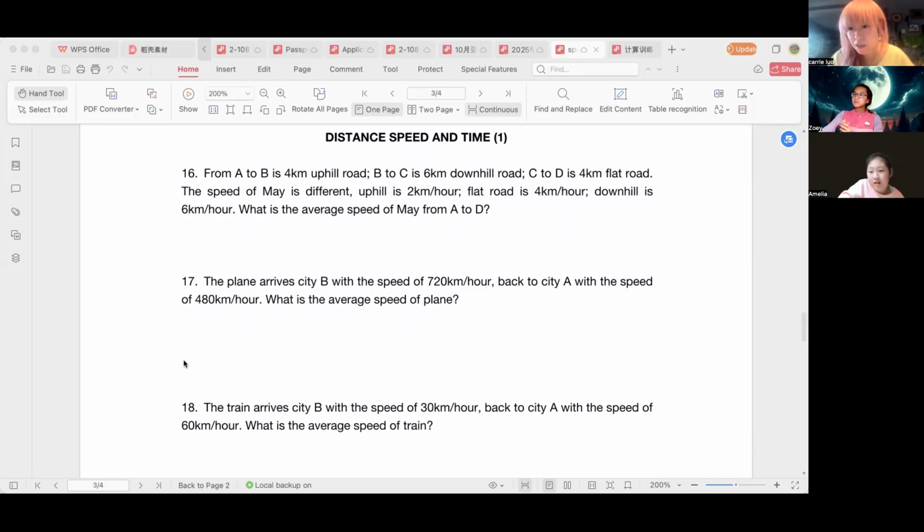Zoe，你在吃什么呀？那么香？ Can I read? 那么你 read. Read it. From A to B is 4 kilometers uphill road.